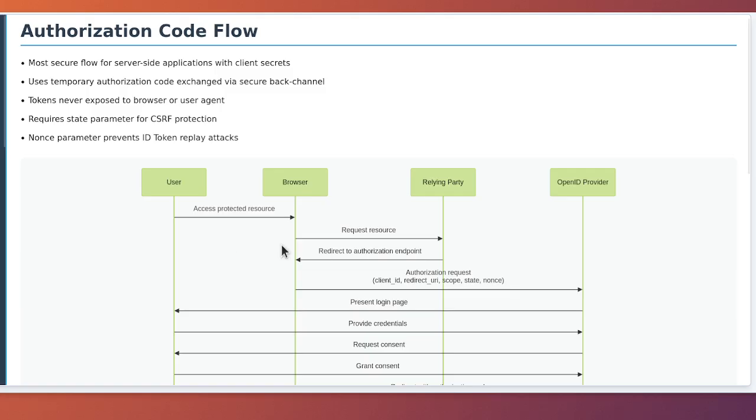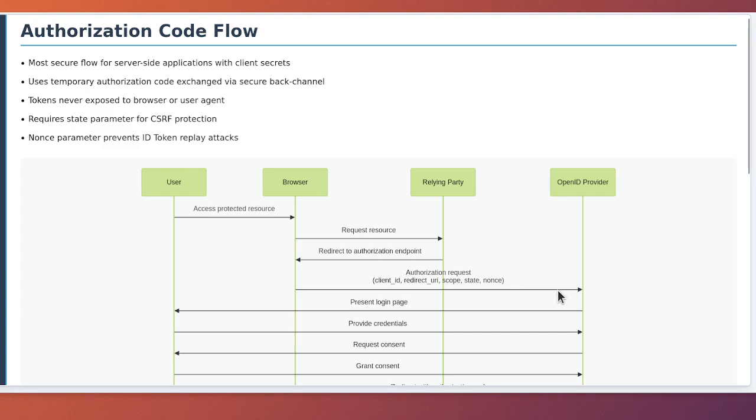The flow begins when a user attempts to access a protected resource in the application. The application redirects the user's browser to the OpenID provider's authorization endpoint, including several critical parameters in the URL. The response type parameter is set to code to indicate that an authorization code is requested. The client ID identifies the application to the OpenID provider.